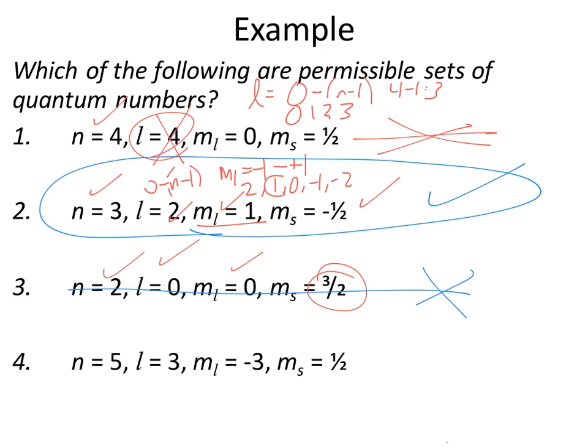If we look at the last one, n is equal to 5, that's fine. L is in the range from 0 to n minus 1, that's fine there. The values for ml, again, are negative L to positive L. If L is equal to 3, that means 3, 2, 1, 0, negative 1, negative 2, negative 3. So negative 3 is fine. And the last one over here is the spin. There's no sign there, which automatically means it's positive. So this one is going to be permissible.